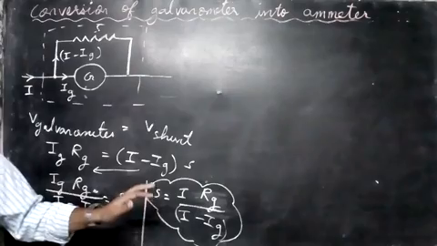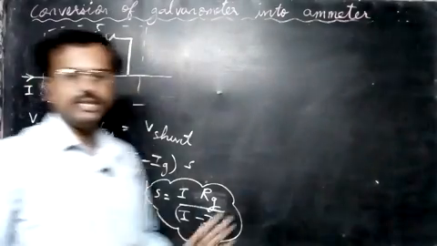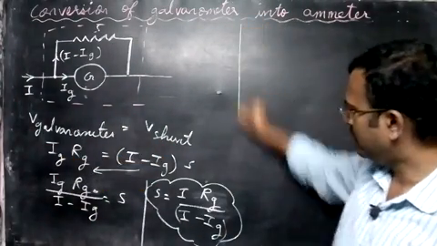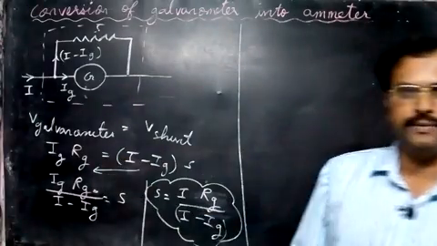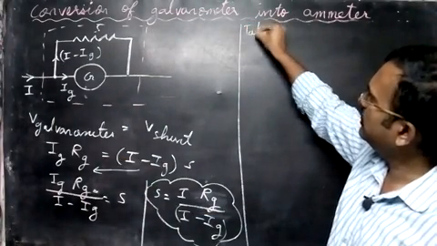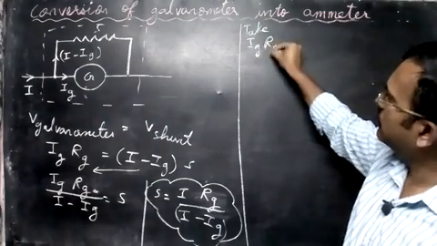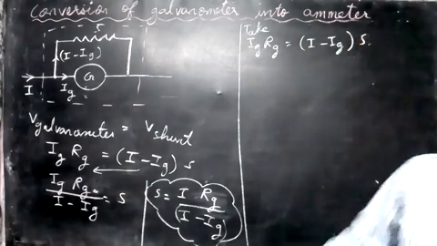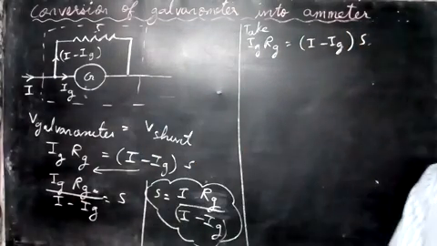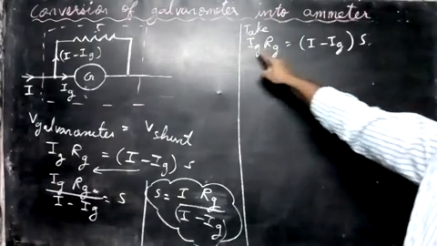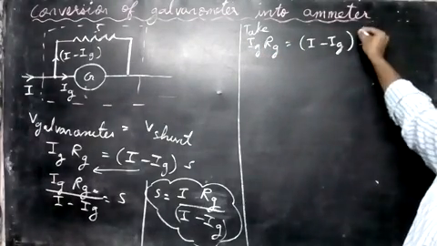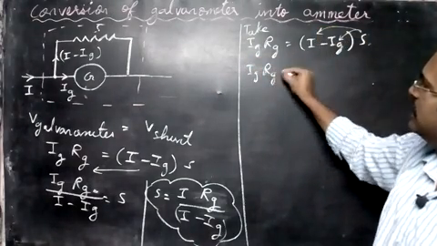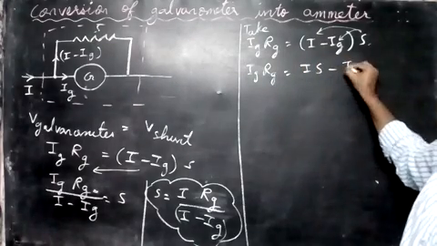Now we saw how to find the shunt resistance. Let's now see how to find Ig, the current through the galvanometer. Again I'll take this equation: Ig into Rg is equal to I minus Ig into S. In this equation, you must find Ig. So multiply the S inside. We get Ig into Rg is equal to I into S minus Ig into S.